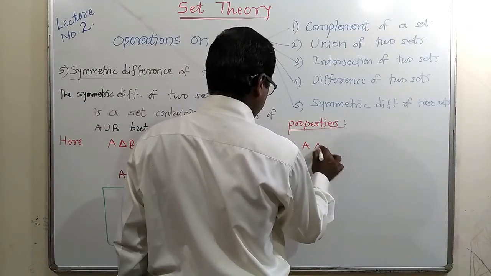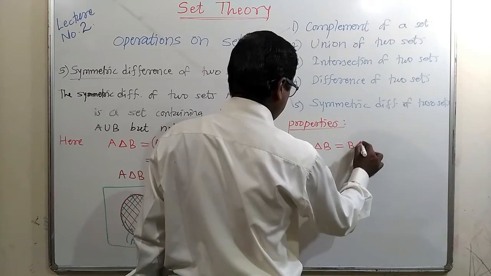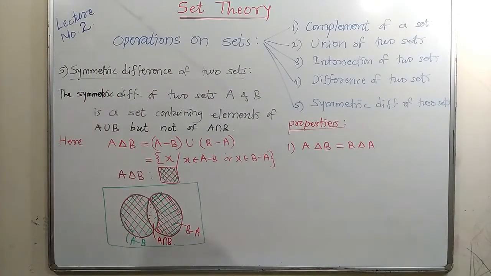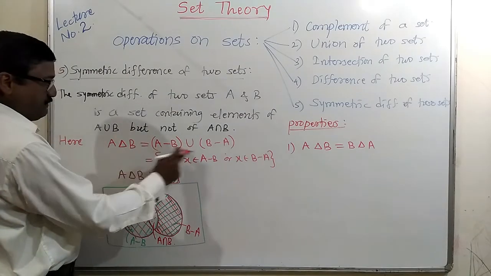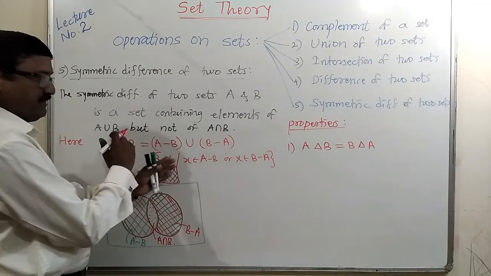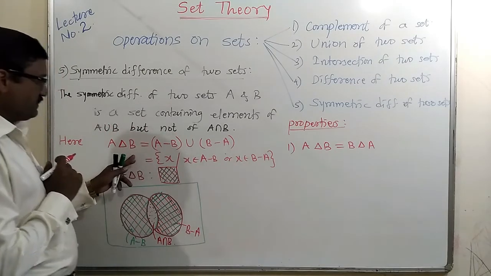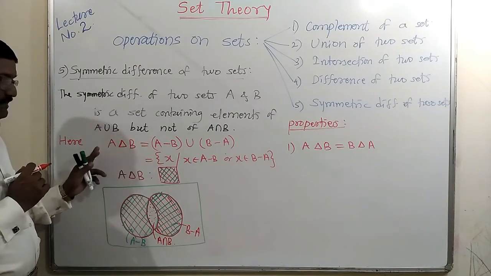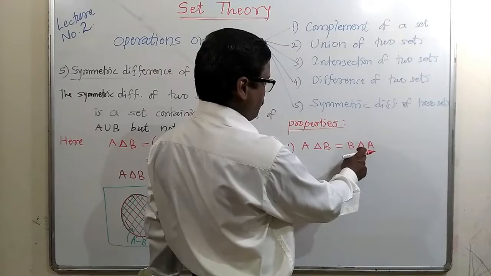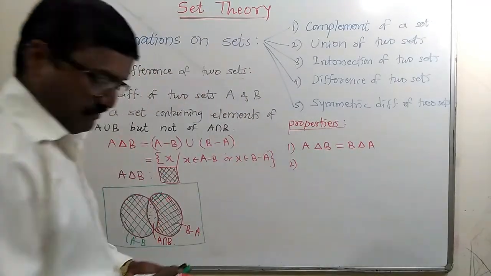One, A symmetric difference B is same as B symmetric difference A. Why? Because we are taking the union of A difference B and B difference A. So it can be taken as B difference A union A difference B. So symmetric difference of A and B is the same as symmetric difference of B and A. That is our first simple property.